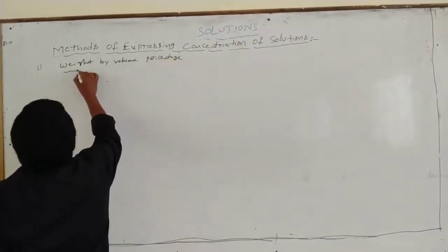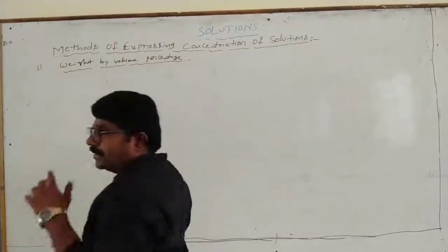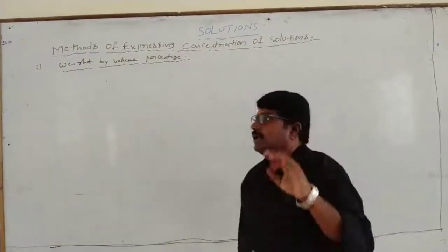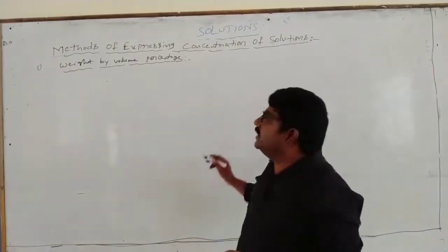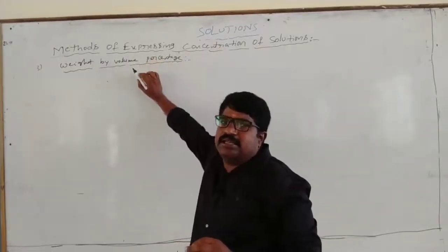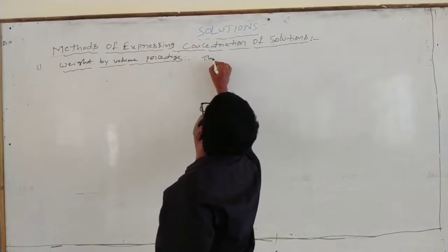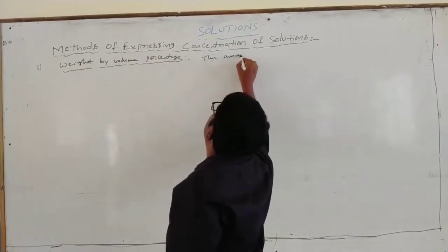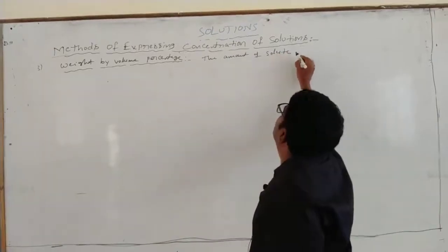Weight by volume percentage. What does weight by volume percentage mean? It is the weight of the solute in grams present in 100 ml of that solution. So the amount of solute in grams.